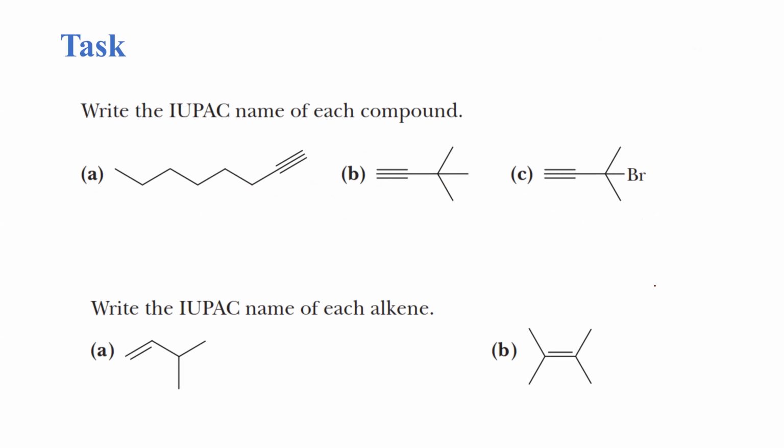Now at the end, I have given a task which you have to attempt, and there are 2 questions. In the first question, you have to write the IUPAC name, as we have discussed the rules for how we can name the alkynes. And the second question is that you have to write the name of each alkene which I have given. You can submit this task on Moodle.